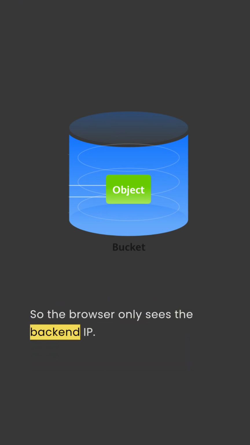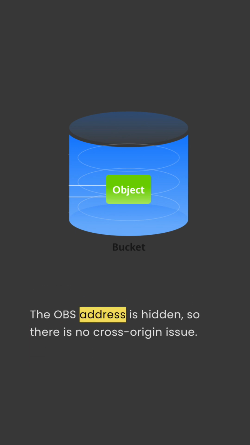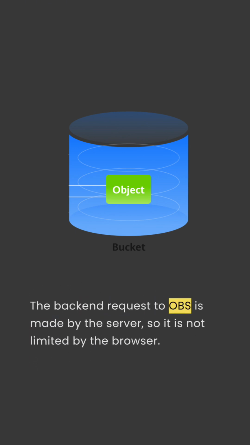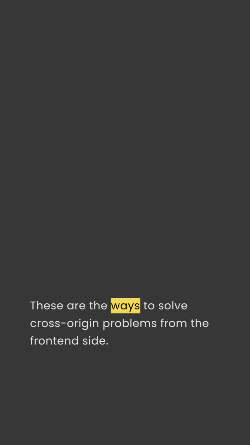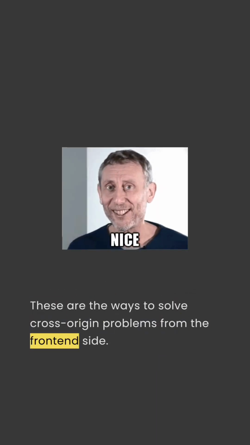So the browser only sees the backend IP. The OBS address is hidden, so there is no cross-origin issue. The backend request to OBS is made by the server, so it is not limited by the browser. These are the ways to solve cross-origin problems from the front-end side.